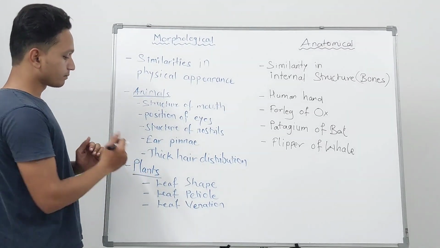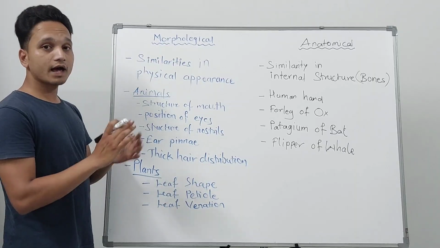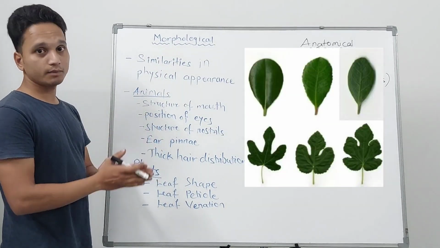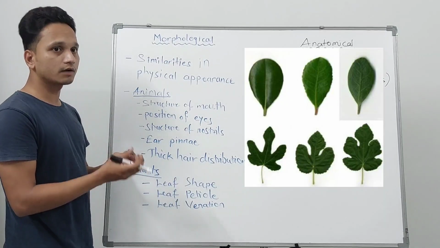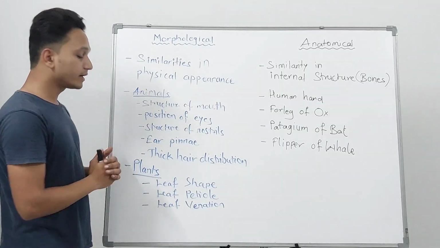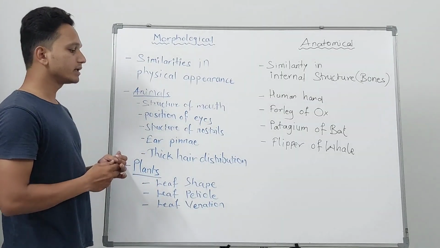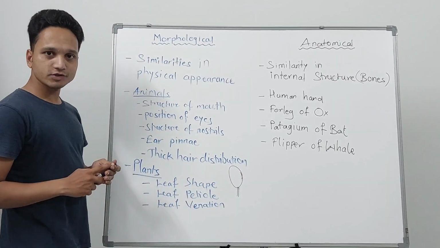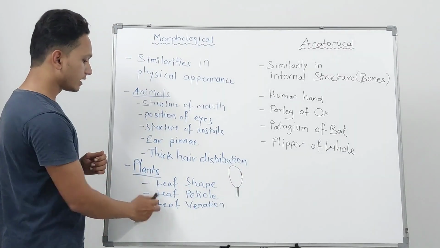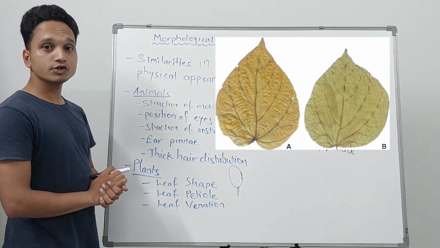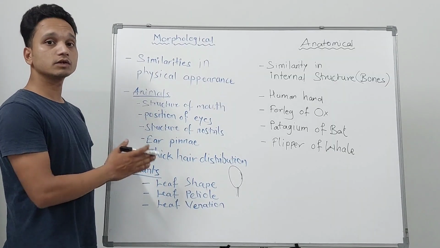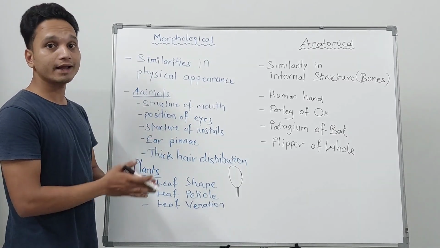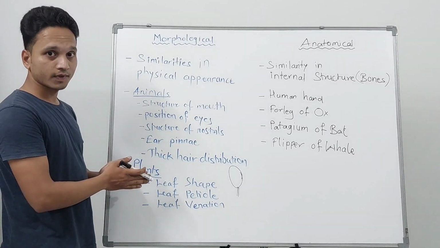And lastly, plants. In case of plants, again we see similarity as well. Leaf shape: various plants have the same leaf shape with slight differences of sizes and shapes. Leaf petiole. Leaf petiole means what? This is a leaf and this is what we call a petiole, through which it is attached to the stem. Then leaf venation. Leaf venation again is an evidence of evolution because a variety of plants show the same venation in their leaves.